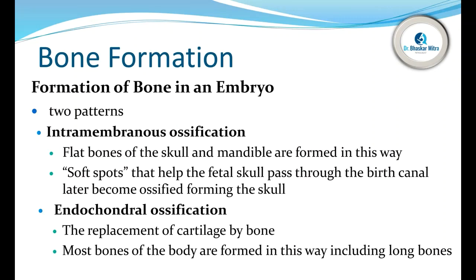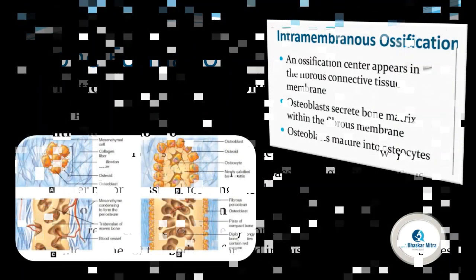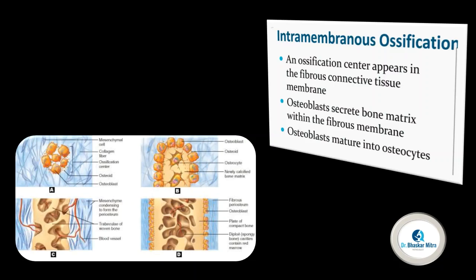Next comes the endochondral ossification. These bones are initially formed from a cartilage model. It gradually ossifies into bone. So that is endochondral ossification. And this is the intramembranous ossification.